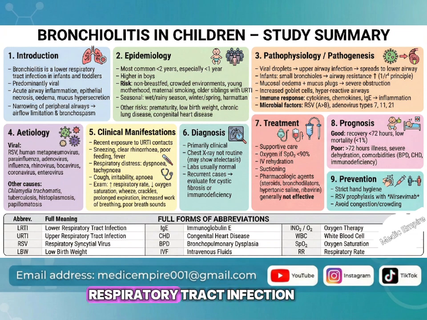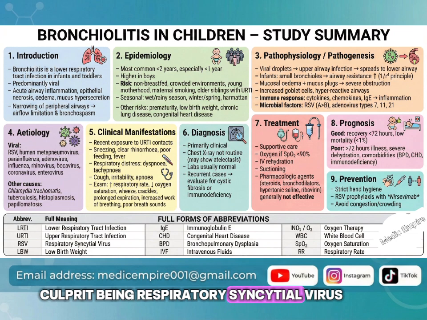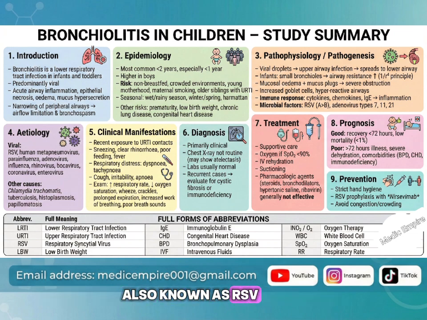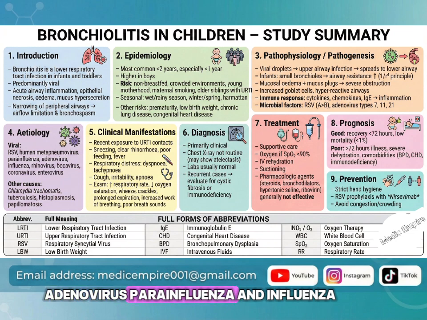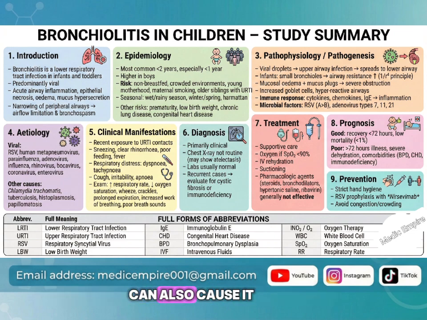Bronchiolitis is a lower respiratory tract infection that mostly affects infants and toddlers, especially those under 2 years. It is predominantly viral, with the number one culprit being respiratory syncytial virus, also known as RSV. Other viruses like rhinovirus, adenovirus, parainfluenza, and influenza can also cause it.